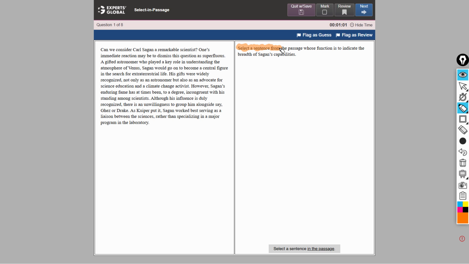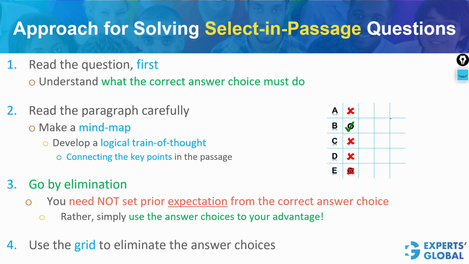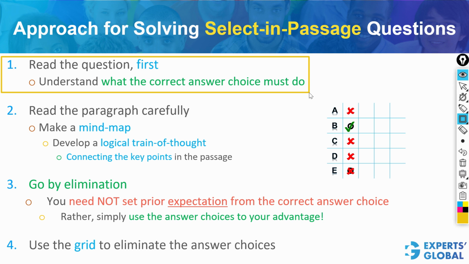We spot that it is a select in passage question type, and we need to select a sentence whose function is to indicate the breadth of capabilities of the person at the center of the passage. This is our approach for solving the select in passage questions, and we just completed the first step.